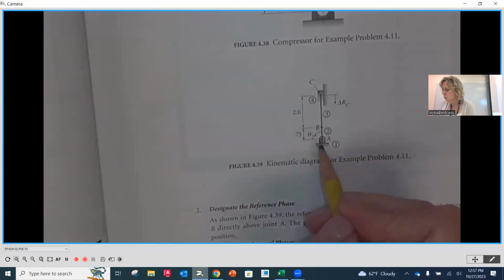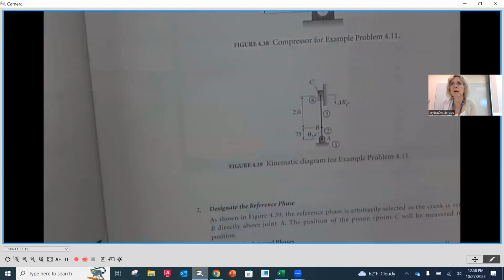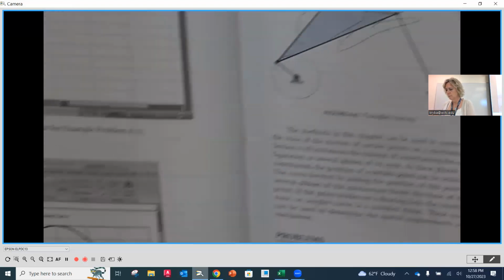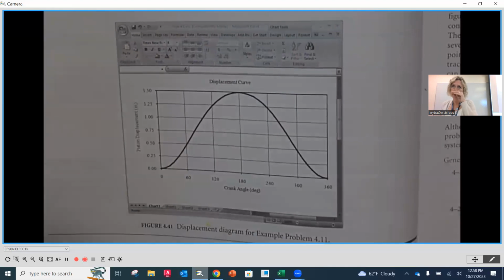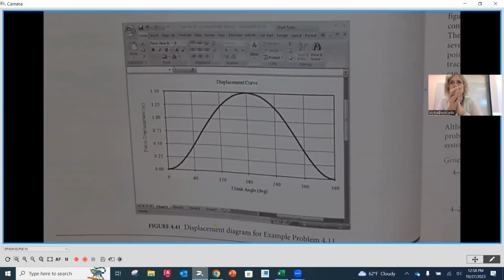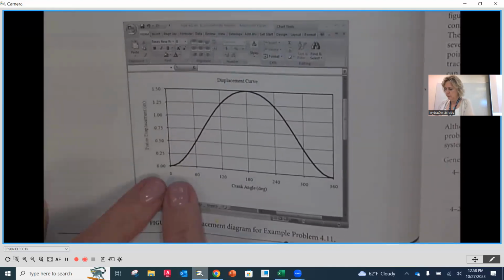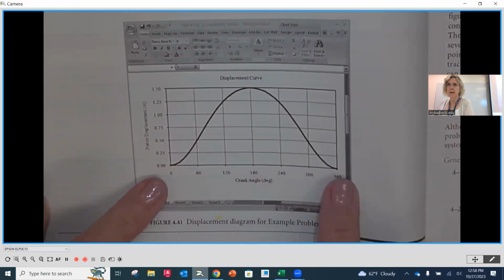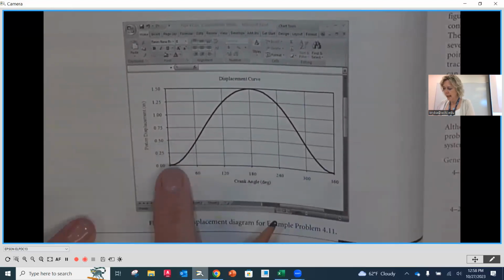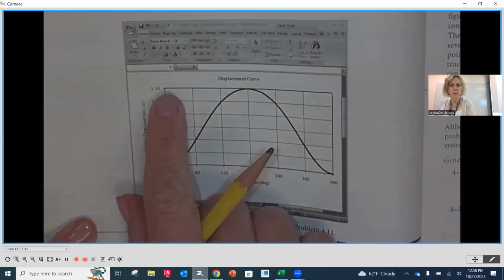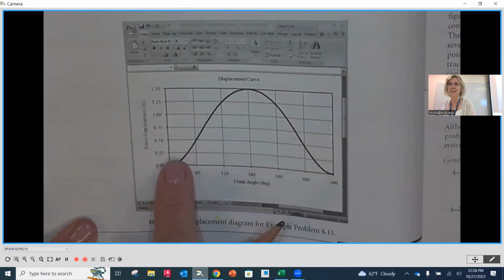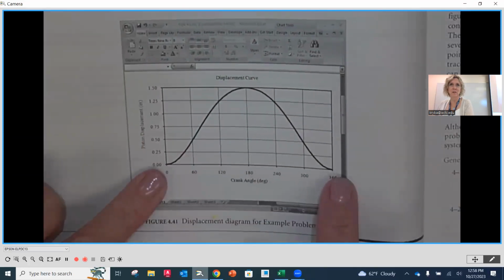So when we go around one cycle, we go around, down, and all the way around. We want to know what's going on here. This displacement diagram is a graphical representation of 360 degrees of crank rotation and how far that piston goes up and comes back down as it goes along its travel.